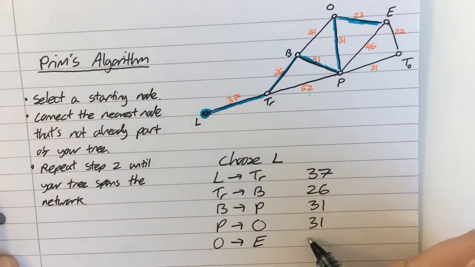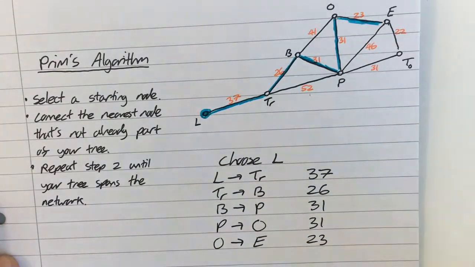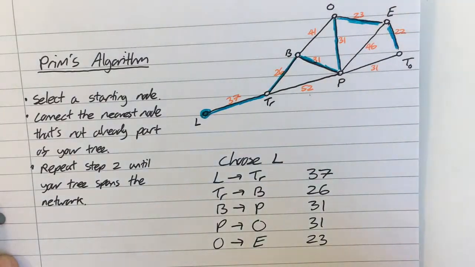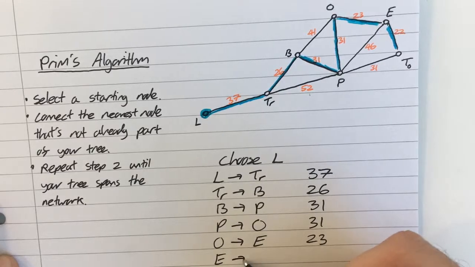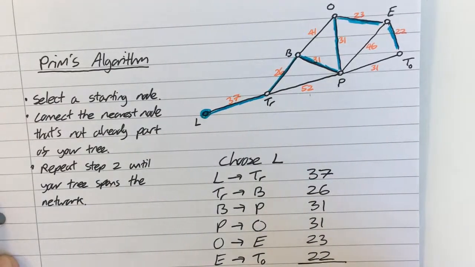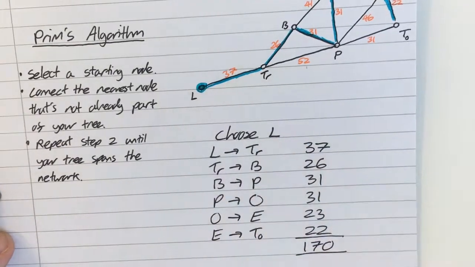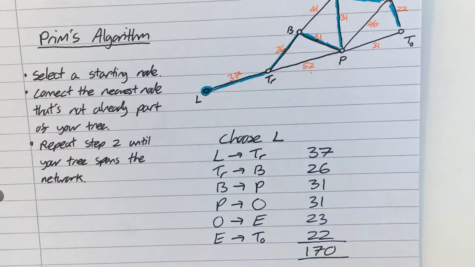Oakhampton to Exeter is 23. And then finally, Exeter to Torbay is 22. And if you sum those up, it should come to the same distance that we had yesterday when we did Kruskal's. Yeah. It's the same tree as yesterday, with the exception that you can choose which 31 to go on. Is it exactly the same tree, is it?